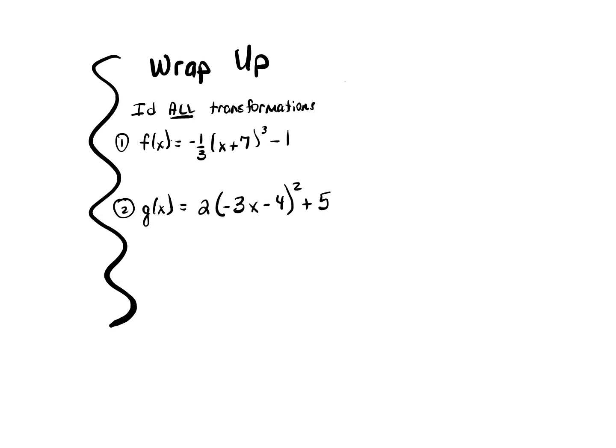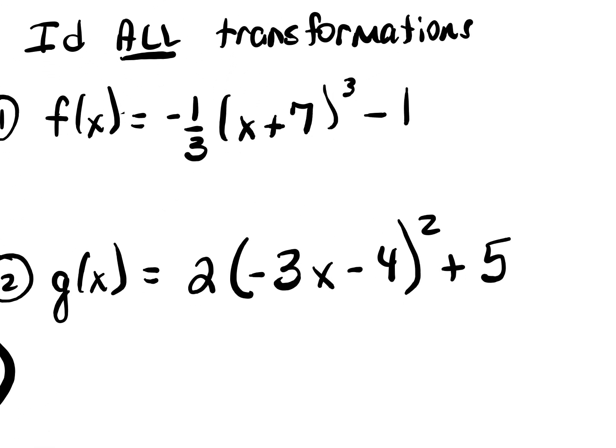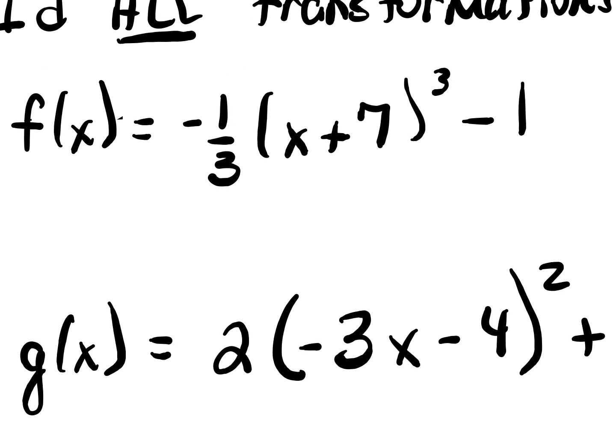So we want to identify all the transformations. For 1, be careful because this negative out front is separate to the 1/3. So when we multiply by a negative out front, what does that do to our graph? It flips it, so it's a reflection. Reflection on which axis? Outside. X-axis, perfect.